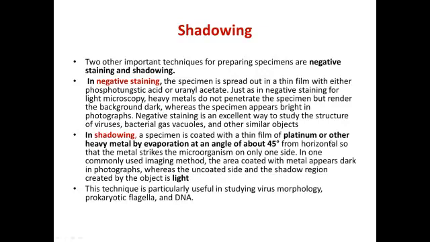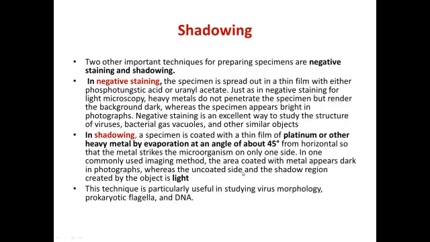Whereas what is done in case of shadowing is that a specimen is coated with a thin film of platinum or other heavy metal by evaporation at an angle of 45 degrees from horizontal. In this way, the metal strikes the microorganism only on one side and not on the other side. Okay, so on one side the shadow will be created and on the other side it will not be there.